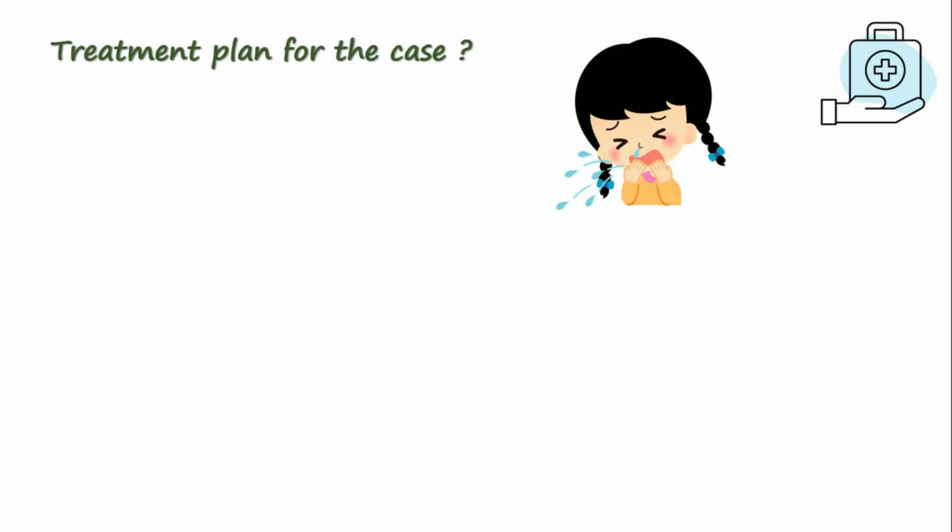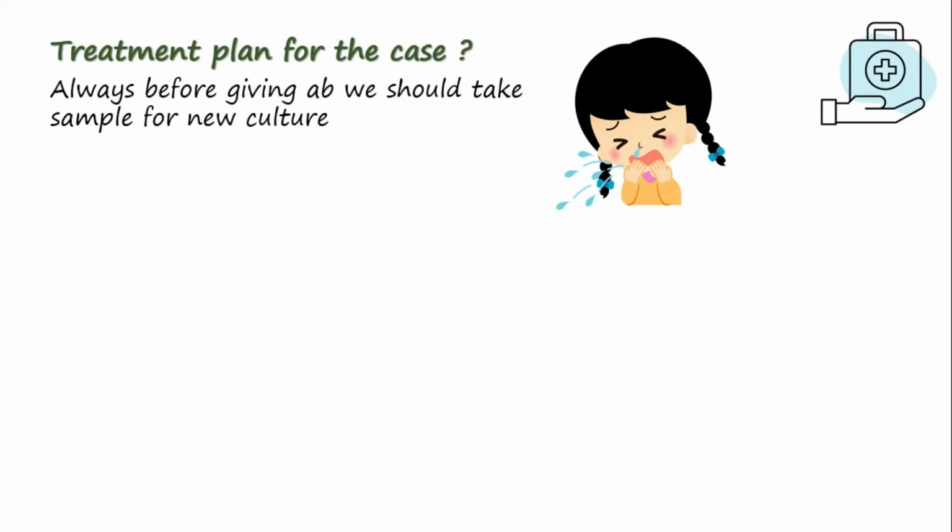As the case here is a recurrent infection, the treatment will be IV antibiotics. Before thinking about the antibiotic, you should take a sample for a new culture to rule out whether a new bacterium caused the infection. Then you will think about empirical treatment that covers the most suspected bacteria that may cause this infection. Based on the record of the last hospitalization for this patient, we should cover Pseudomonas aeruginosa.